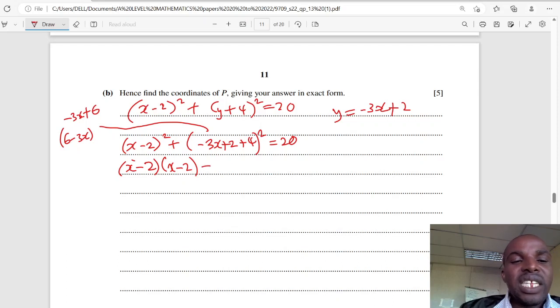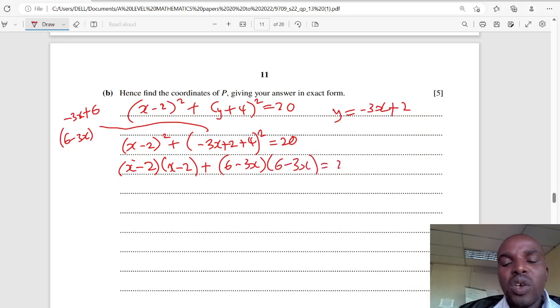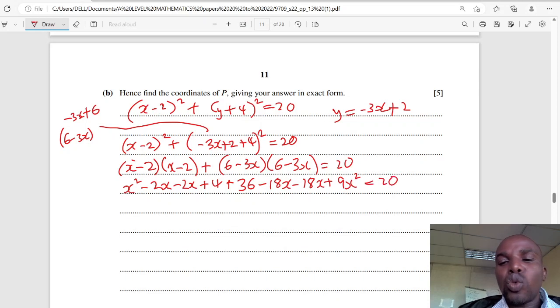So let's take it as 6 minus 3x. So it will be 6 minus 3x, then 6 minus 3x is equal to 20, like this. Then expand this part. You say x times x is x squared, x times minus 2 is minus 2x, then plus 4. Then this part, it will be plus 6 times 6 is 36, then 6 times minus 3x is minus 18x, then minus 18x, then plus 9x squared is equal to 20.